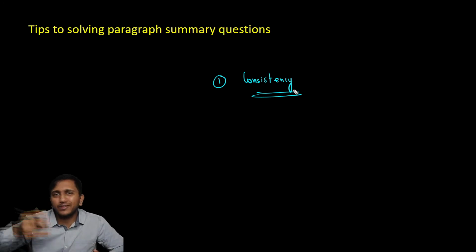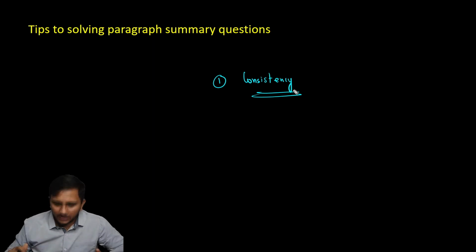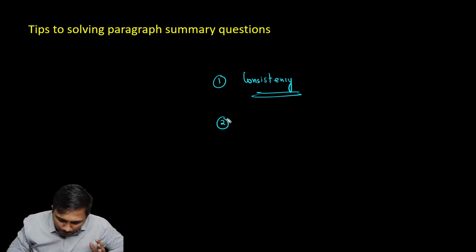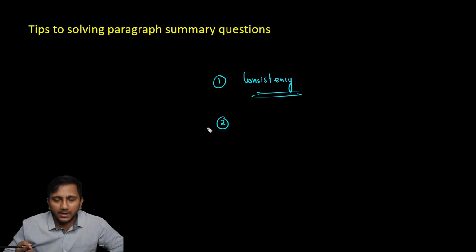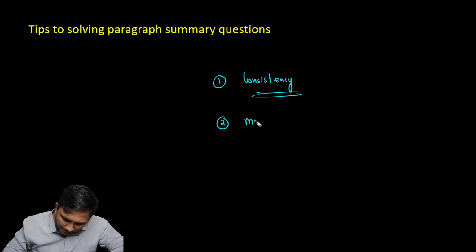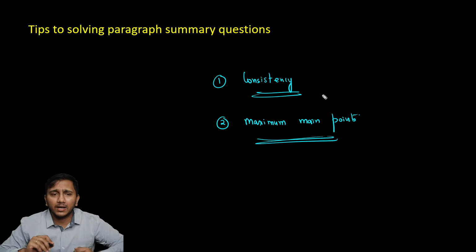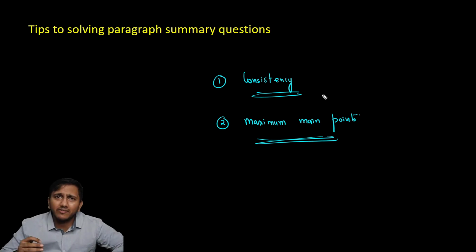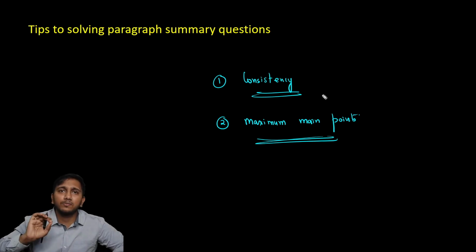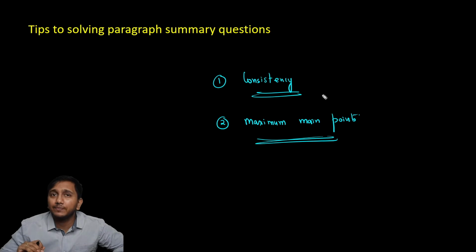You'll have to see which of the options are first of all consistent with the main paragraph. Now the next thing is, provided you have more than one option that is consistent with the main paragraph, you have to look for the one which covers the maximum main points. I'm stressing on main points because examples don't count. You got to look for main points and which option is covering the maximum number of them. That could be a better summary.